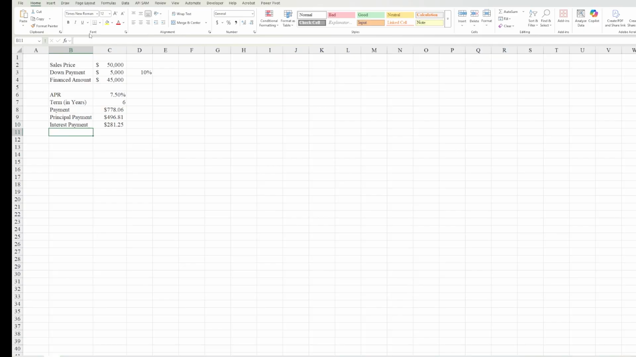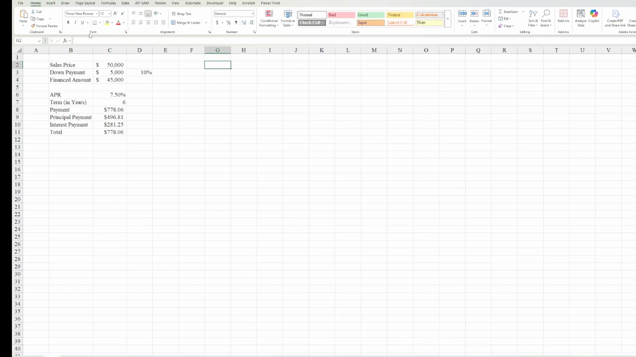And then just to check, you should see this plus this, so you can see that the sum of the principal payment and interest payment is $778.06, which is what your actual payment calculation up here is. This lets you see what your interest payment is, and you can go for a higher down payment to try to lower that interest payment, or just know that that's what you're going to pay.